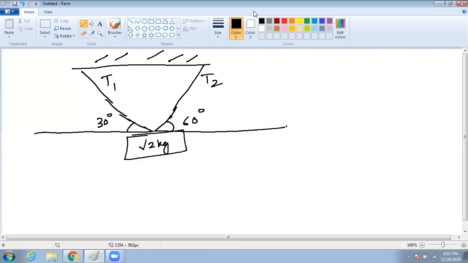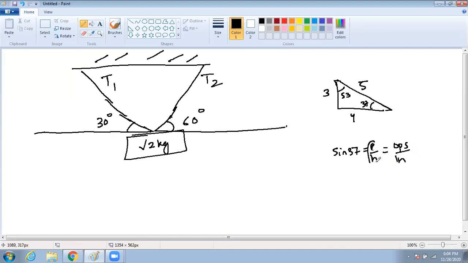Sir wrote sine 37 is 3 upon 5, how does it come? Sine 37 is equal to 3 upon 5 in the given triangle. By the triangle, sir, the opposite side is given. So sine 37 is trigonometry, we learned it last year. Opposite side upon hypotenuse, or I consider it as perpendicular by hypotenuse. So which is the perpendicular? This one. So 3 by hypotenuse.